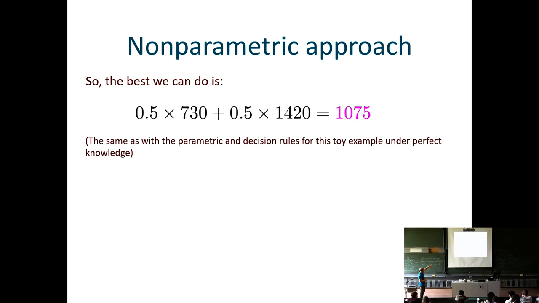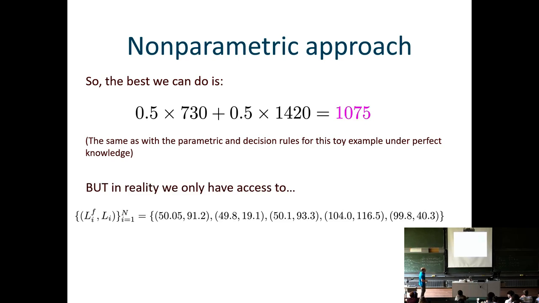Which is basically, by the way, the same objective function that we can get with the parametric rule, with the other approach, if we know the joint distribution. We say, under perfect knowledge of the joint distribution. But in reality, we don't have access to the joint distribution, which is unknown. We only have access to a sample from that joint distribution. Again, the same as before, we have these five samples from the joint distribution.